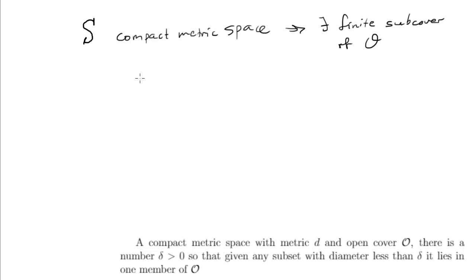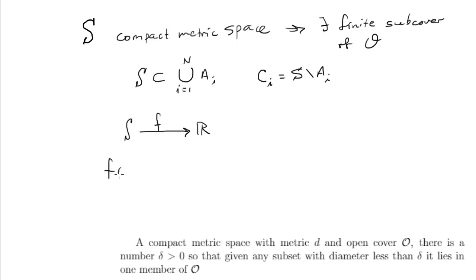Compact with an open cover, finite subcover, call them the A sub I. What we want to do is measure the distance from the nearest A sub I, so we want to look at the complement sets of the A sub I. Bunch of closed things. And we're going to make a function from this compact set to the reals. We're going to take the average distance from x to the boundary of the A sub I.